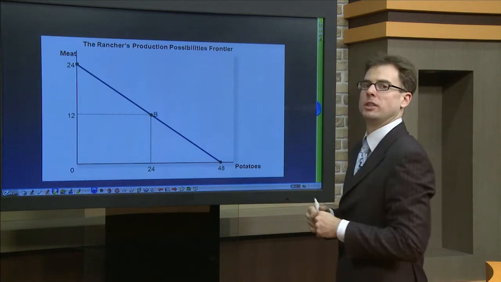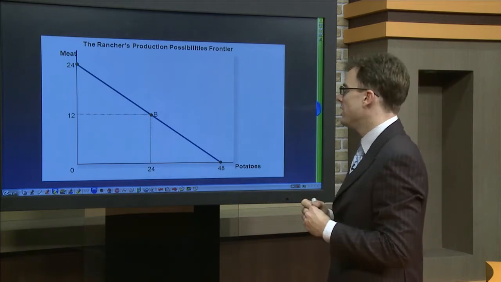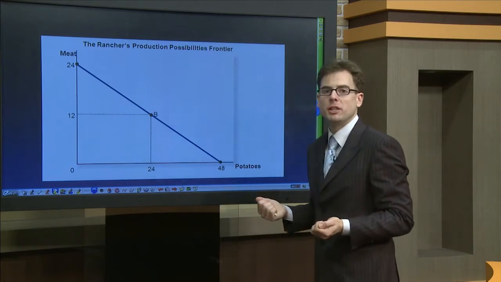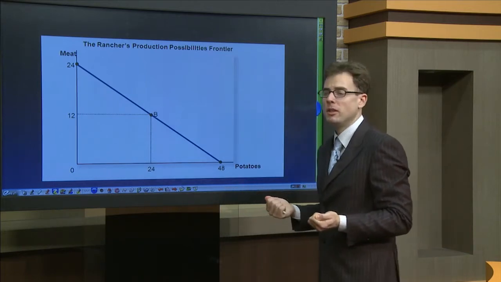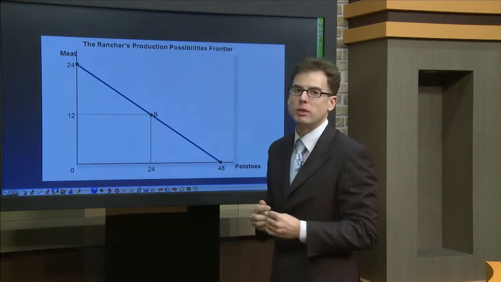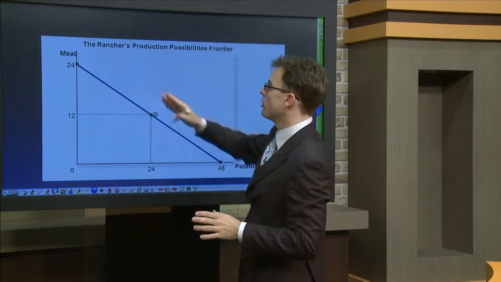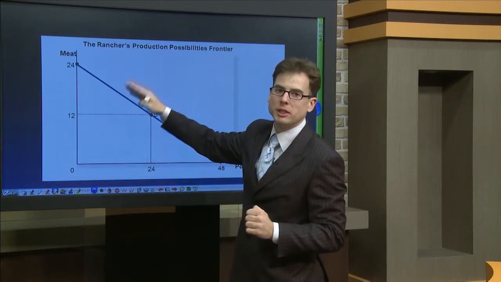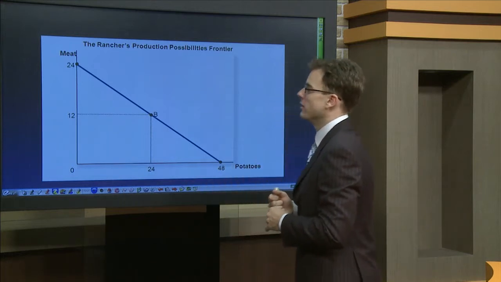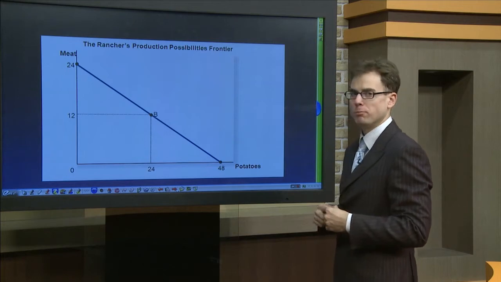In the language of this chapter, we will say that the farmer has a comparative advantage in the production of potatoes, and the rancher has a comparative advantage in the production of meat. The basic idea is that the slope of the production possibilities frontier determines the comparative advantage that individuals have in the production of each commodity.